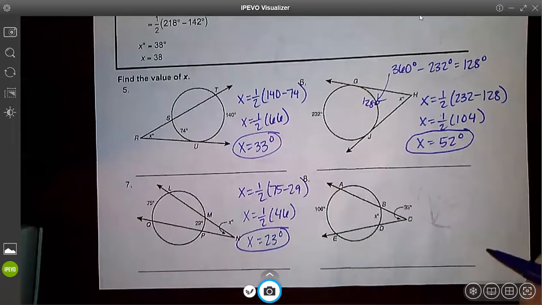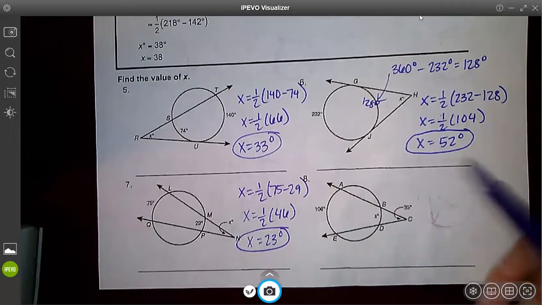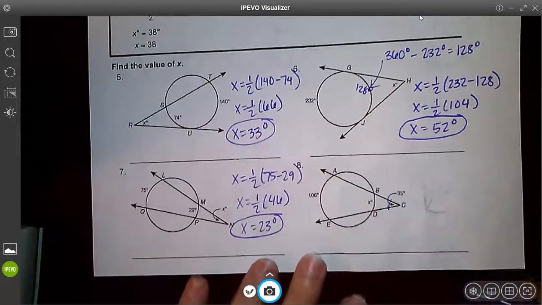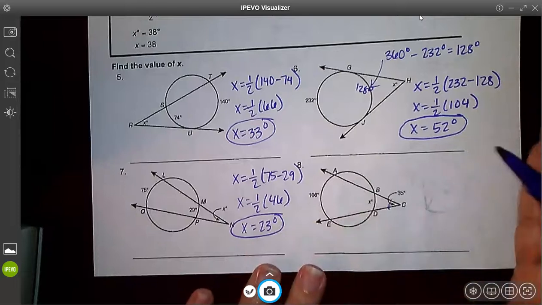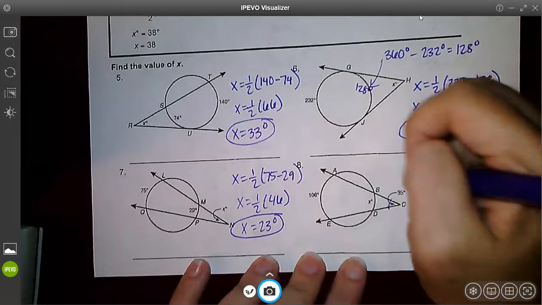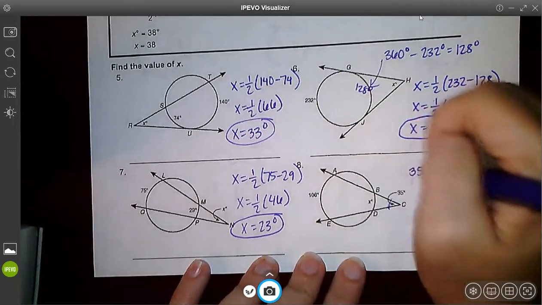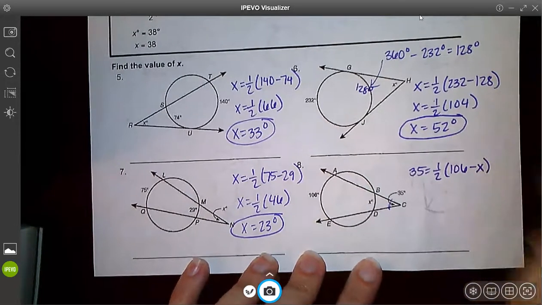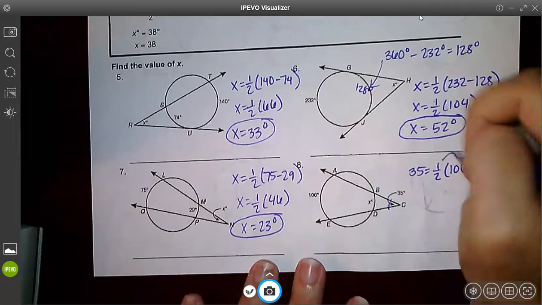The last one involves a little bit more math. Our outside angle, which is 35 degrees, is going to be half the big arc minus the small arc. So we're setting up the equation the same way. Our x is just measurement spot. So we have 35 is half the big arc, which is 106, minus the small arc, which is what we don't know. You can distribute your 1/2.